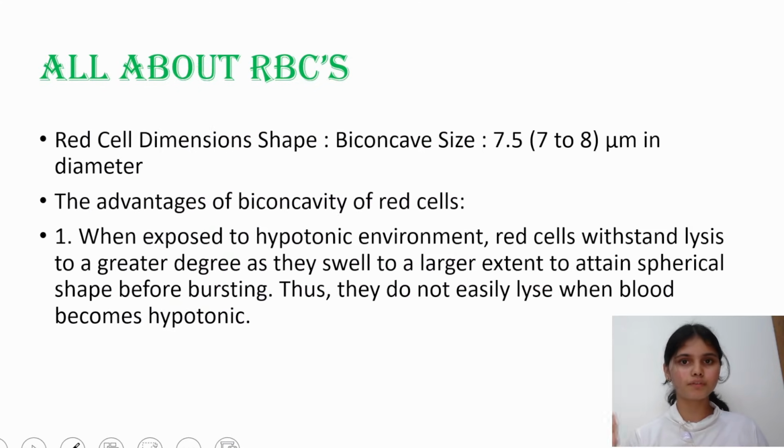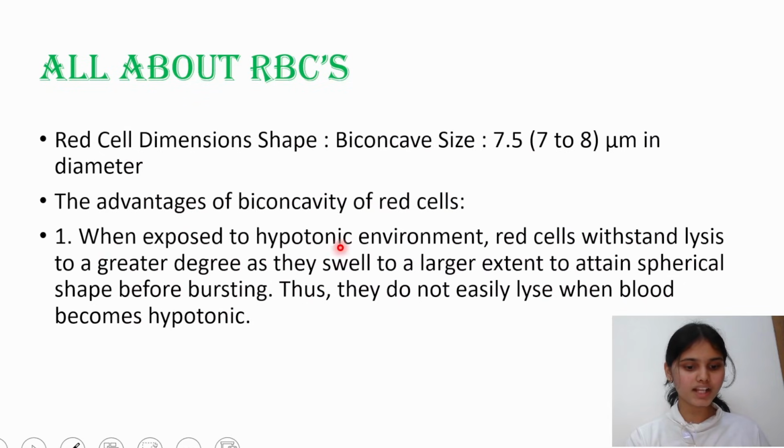Now before we jump into depth of what they are, we can first look at what a basic RBC is. Simple. RBCs are red blood cells. We already know that. What's new here is that they are biconcave in shape, 7 to 8 micrometer in diameter. The advantages of biconcavity: why should they be biconcave? Because they can easily squeeze through the capillary walls. That is one of them.